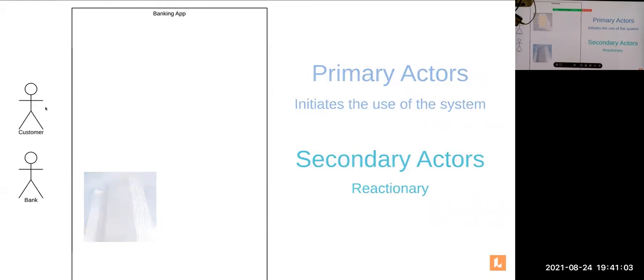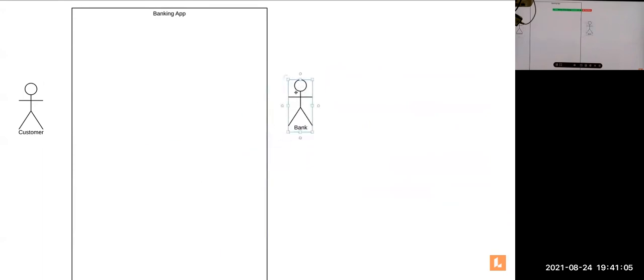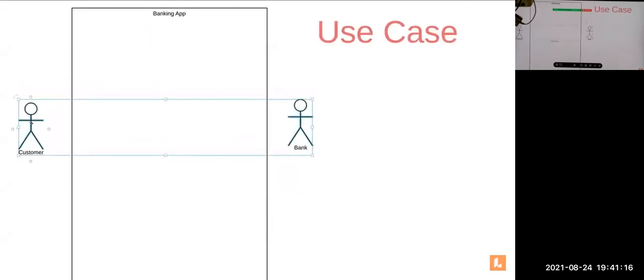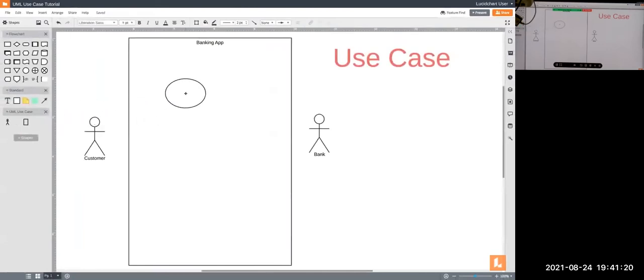Primary actors should be to the left of the system, and secondary actors should be to the right. This just visually reinforces the fact that customer engages with the banking app and then the bank reacts. The next element is a use case, and this is where you really start to describe what our system does. A use case is depicted with this oval shape, and it represents an action that accomplishes some sort of task within the system. They're going to be placed within the rectangle because they're actions that occur within the banking app.